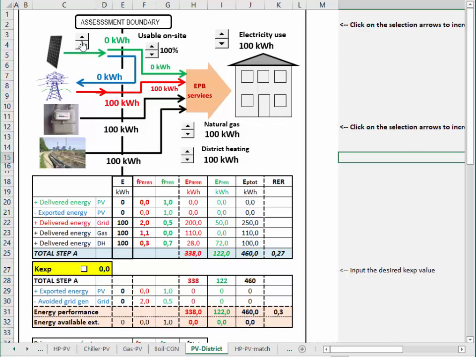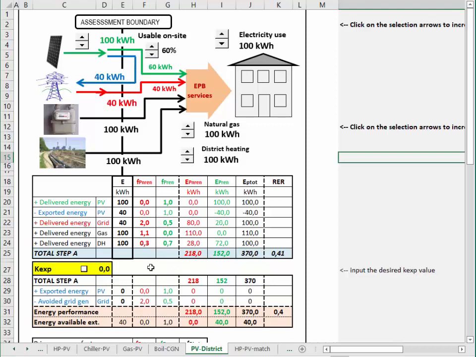Now let's increase the on-site electricity generation up to the point that it fulfills all the electricity used. Until now, everything simple, this is just delivered electricity. Now assume that due to time mismatch, part of the electricity is not usable directly on site. Let's say 80% only matches the time when it is required. If K exported is set to 0, the time mismatch causes a reduction of the renewable energy which is used on site. And you can see the result because the performance is getting worse and worse.